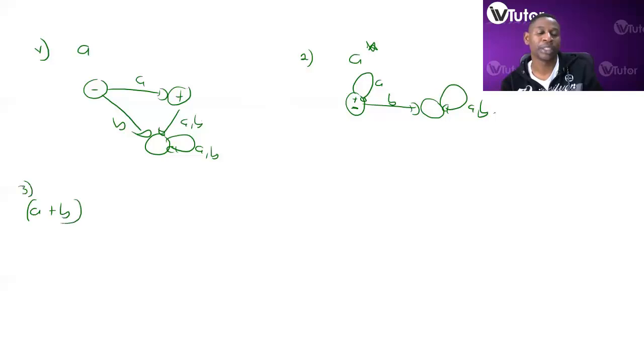So that will be 3, (A or B) Kleene star. (A or B) Kleene star is a little bit different. The initial state is also the final state because now the empty word is accepted. And then we've got A or B looping like that.